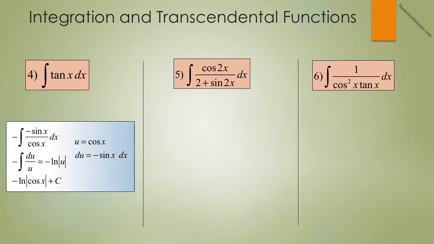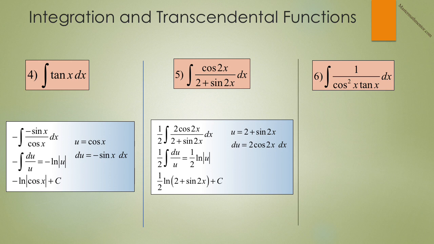In number 4, we're asked to take the integral of tangent of x dx. We can take the derivative of tangent, but to take the integral of tangent, we will write it as sine x over cosine x. We let u equal cosine x, and therefore du is equal to negative sine x dx. We put a negative to the inside of the integral and a negative to the outside. So this becomes negative the integral of du over u, which is negative natural log absolute value of u, and the final answer is negative natural log of the absolute value of cosine of x plus c.